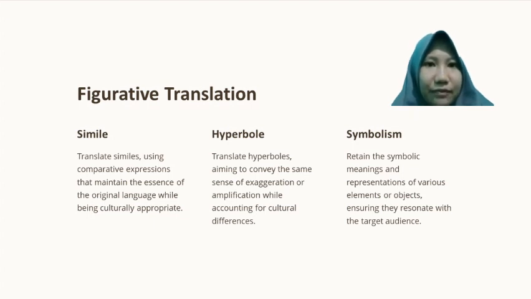First, simile. Translate similes using comparative expressions that maintain the essence of the original language while being culturally appropriate. Second, hyperbole. Translate hyperboles aiming to convey the same sense of exaggeration or amplification while accounting for cultural differences. Third, symbolism. Retain the symbolic meanings and representation of various elements or objects, ensuring they resonate with the target audience.